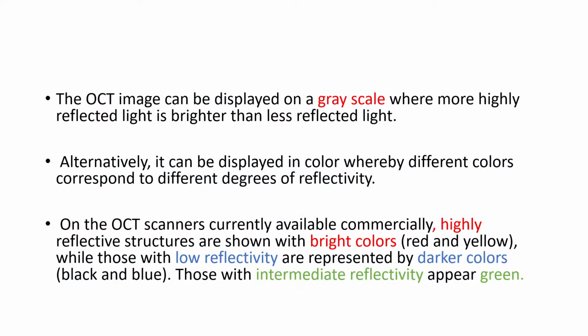The OCT image can be displayed on a grayscale where more highly reflected light is brighter than less reflected light. Alternatively, it can be displayed in color whereby different colors correspond to different degrees of reflectivity. On the OCT scanners currently available commercially, highly reflective structures are shown with bright colors like red and yellow, while those with low reflectivity are represented by darker colors, black and blue. Those with intermediate reflectivity appear green.